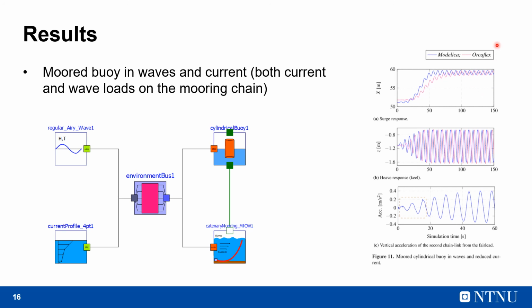We also notice that the Modelica model in this case is quite sluggish. This could be due to discontinuities in the accelerations calculated by the catenary component model in Modelica.